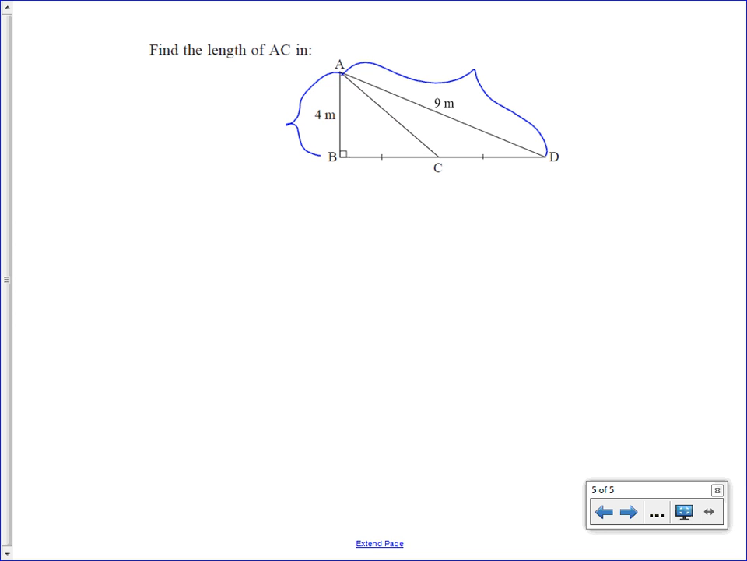Which means in the outer triangle ABD, I actually have enough information. I have two of the sides, and I know that it's a 90-degree angle right here in the corner. So I have enough information to get this whole length. I'm going to start by doing that. So that's the first application of the Pythagorean theorem that I can actually use in this problem. I've got one of the legs is 4, the other leg I don't know, and the hypotenuse of that triangle, the outer triangle, is 9.